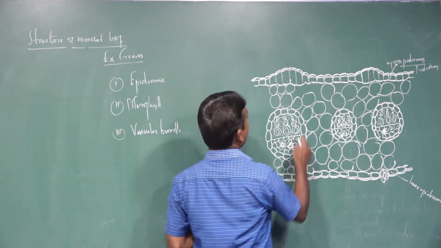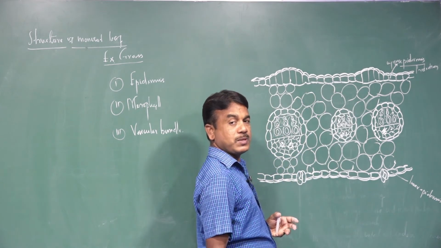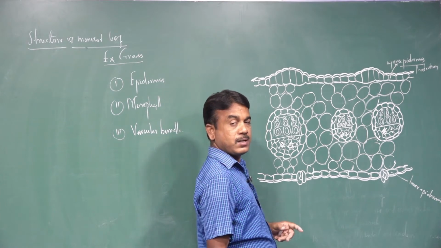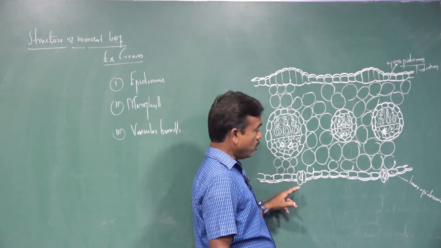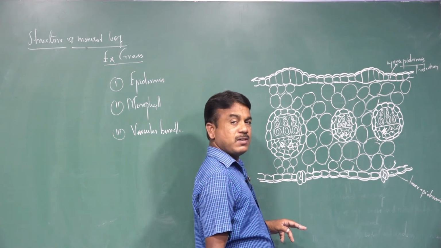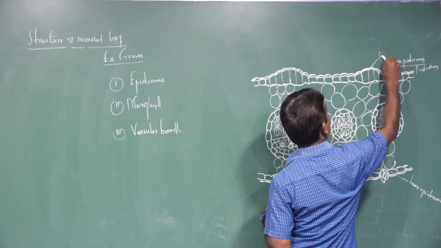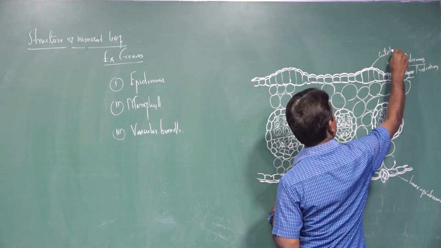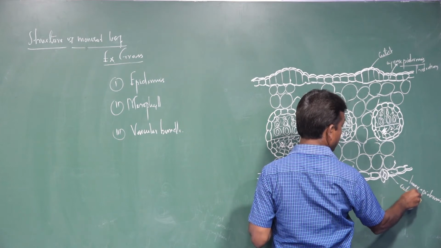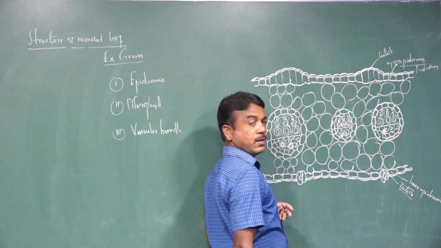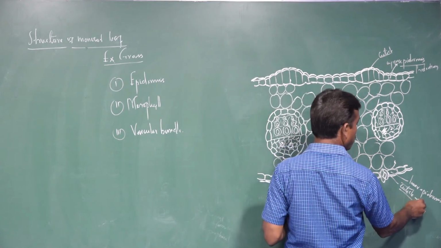Cells are compactly arranged without intercellular space. But both upper epidermis and lower epidermis must be covered by a thick layer, commonly called the cuticle. The cuticle is made up of a special waxy substance, commonly called cutin.